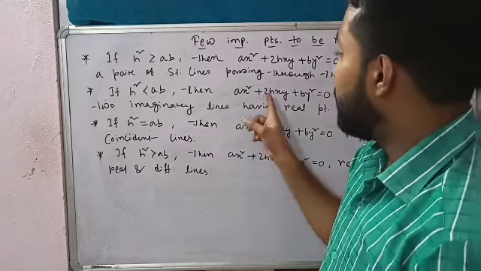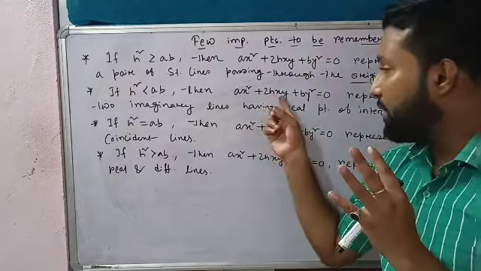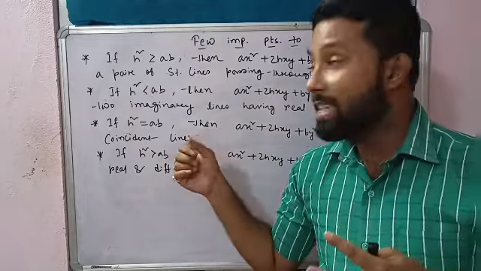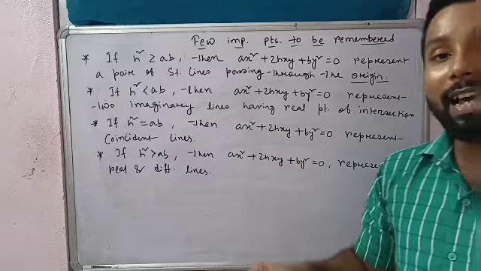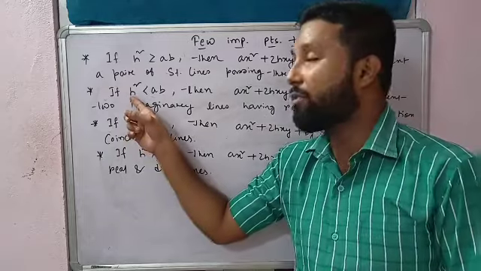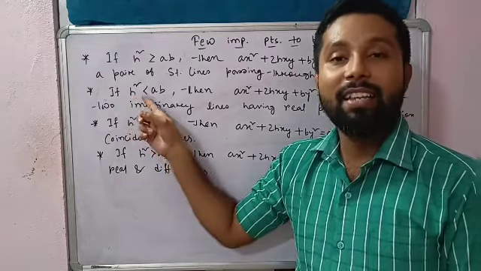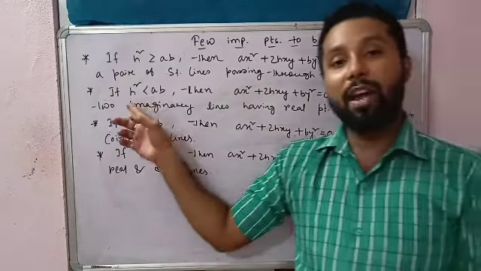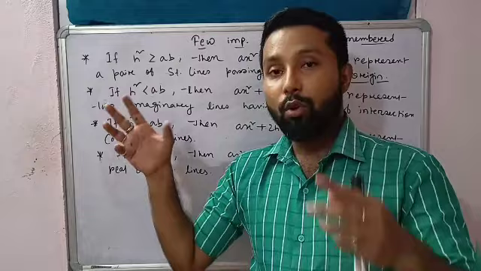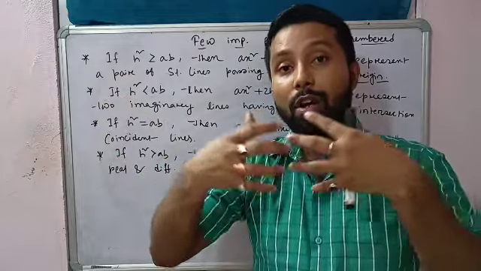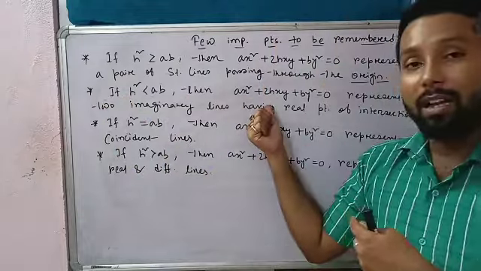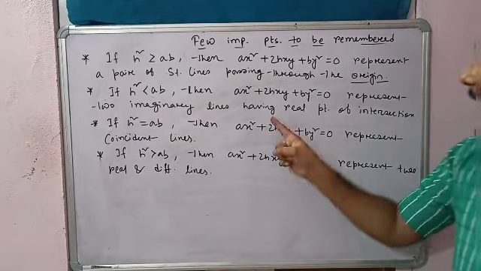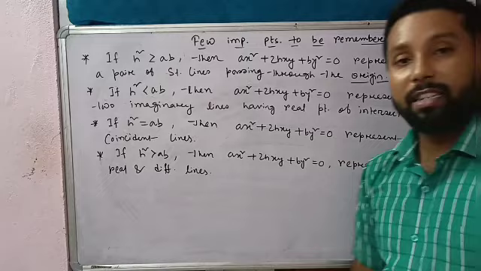तो ये of course this definition is the combination of two lines, right? So these two lines will represent two imaginary lines if and only if the value of h square is less than AB. Okay, if the value of h square is less than AB, then those two lines, जो दो लाइन को कंबाइन करके ये इक्वेशन मिला, those two lines represent two imaginary lines having real point of intersection.